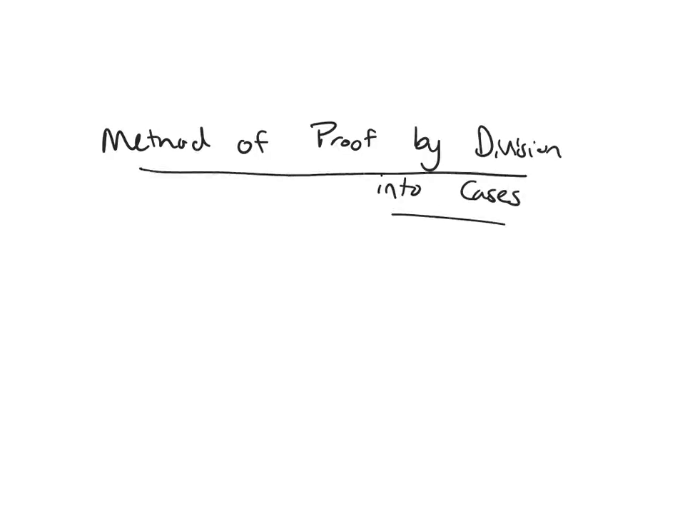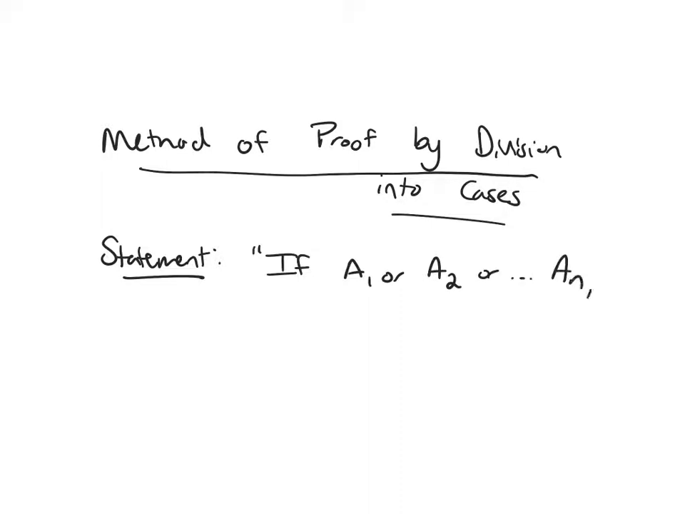So now let's talk about proof by division into cases. Here we're trying to prove some kind of statement, and this statement will have this format. It'll say if, and there will be some or statements. If A1 or A2, or there's some finite number, AN, then C. So this is what we're going to try to prove.